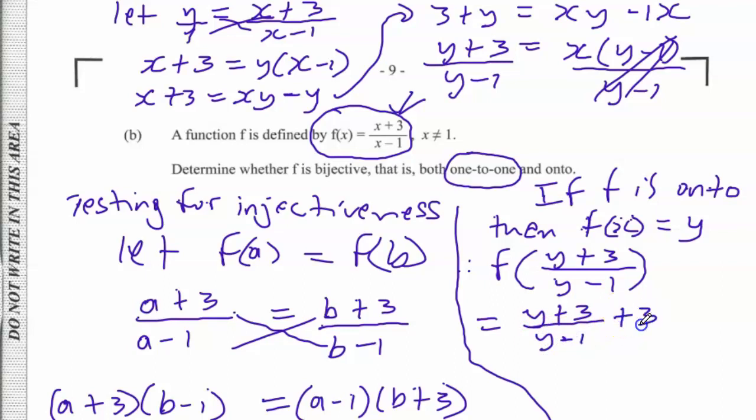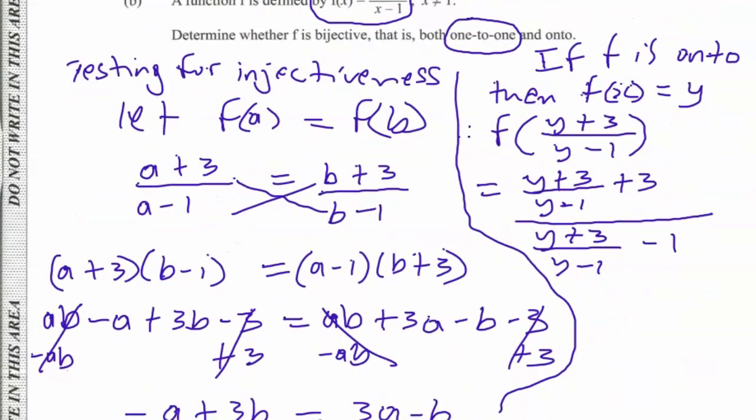plus 3. Alright, so all I did here is replace the x in the numerator with y plus 3 over y minus 1. Likewise, in the denominator, x minus 1, again, we're going to replace x with y plus 3 over y minus 1, minus 1. So, we have a lot to simplify here. Let's go ahead and simplify this now.